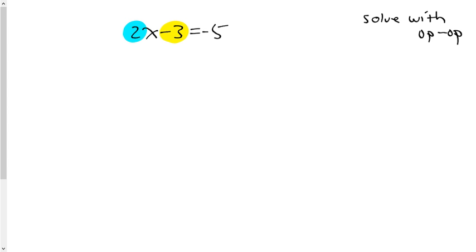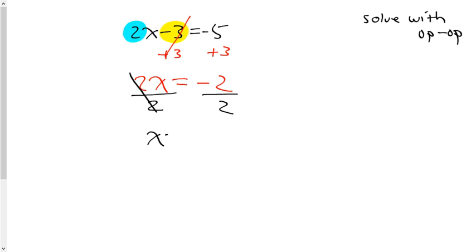In two-step algebraic equations that have both a coefficient and a constant, the best way is to get rid of your constant first by applying opposite operations. I'm going to add 3 to both sides. 2x equals negative 2. Once you have that, you're going to get rid of your coefficient next, which is multiplying. The opposite operation is dividing. Divide both sides by 2. And x will equal negative 1.